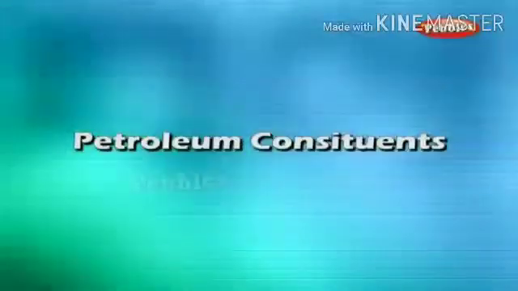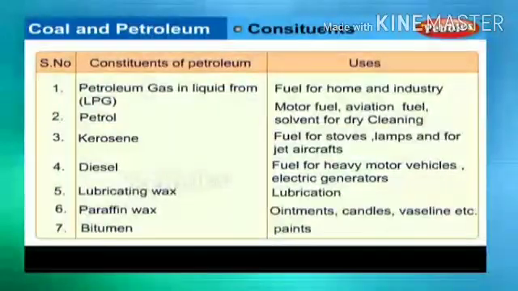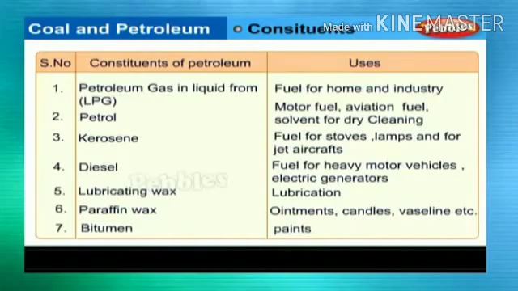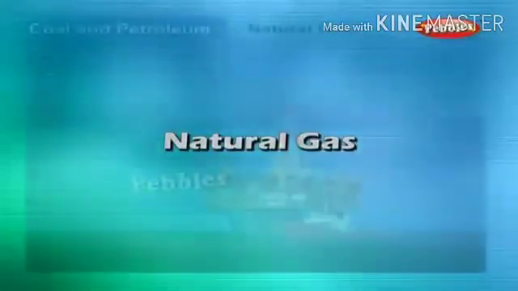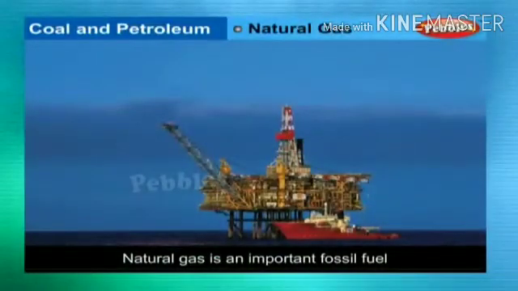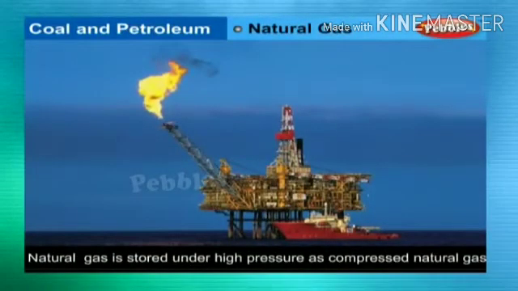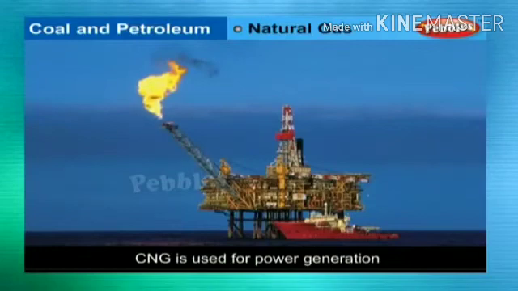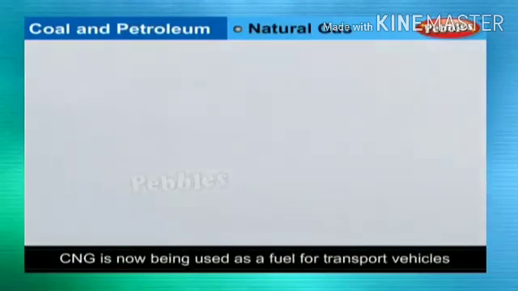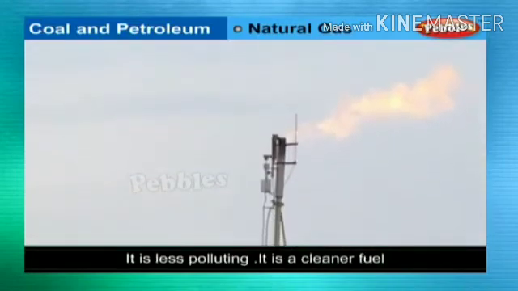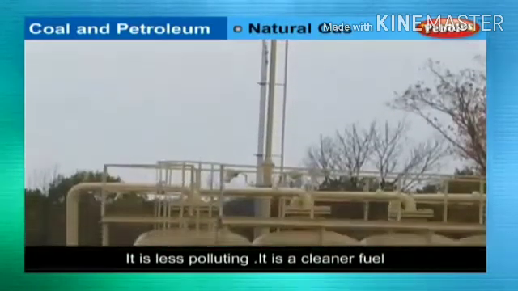Petroleum constituents. Various constituents of petroleum and their uses are given in the table. Natural gas. Natural gas is a very important fossil fuel. Natural gas is stored under high pressure as compressed natural gas, CNG. CNG is used for power generation. It is now being used as a fuel for transport vehicles because it is less polluting. It is a cleaner fuel.